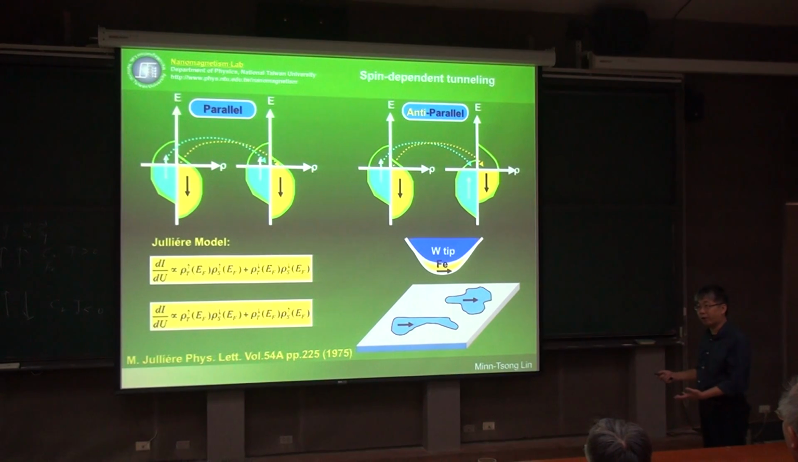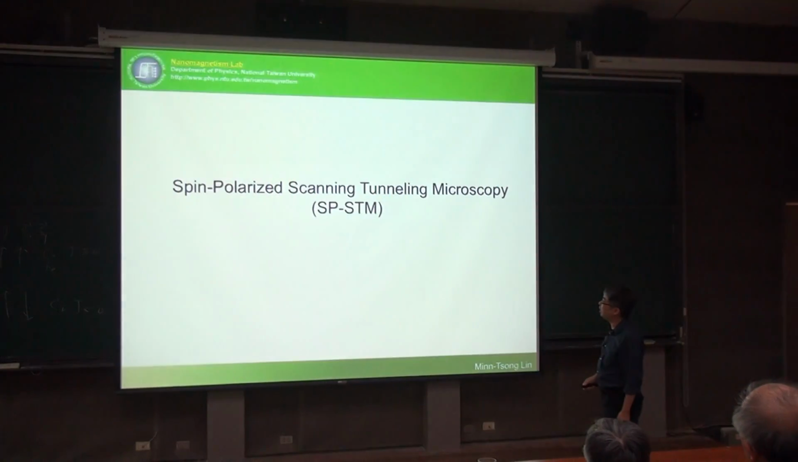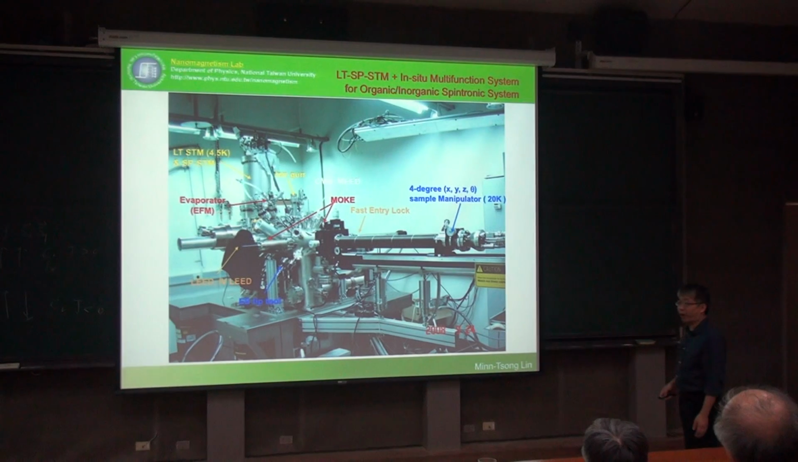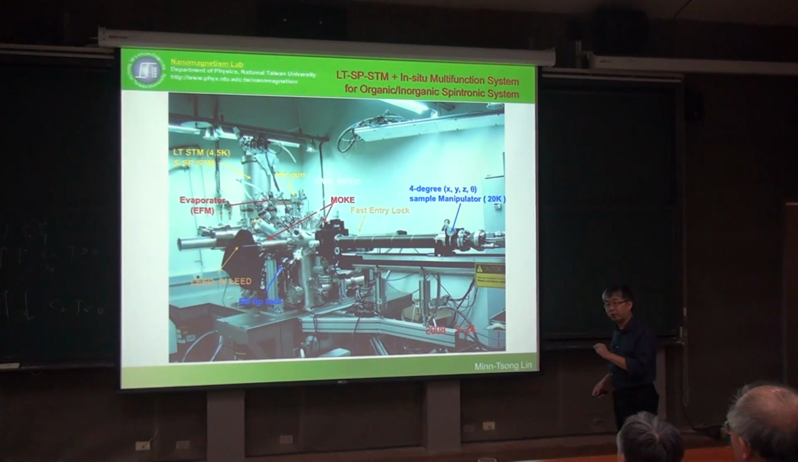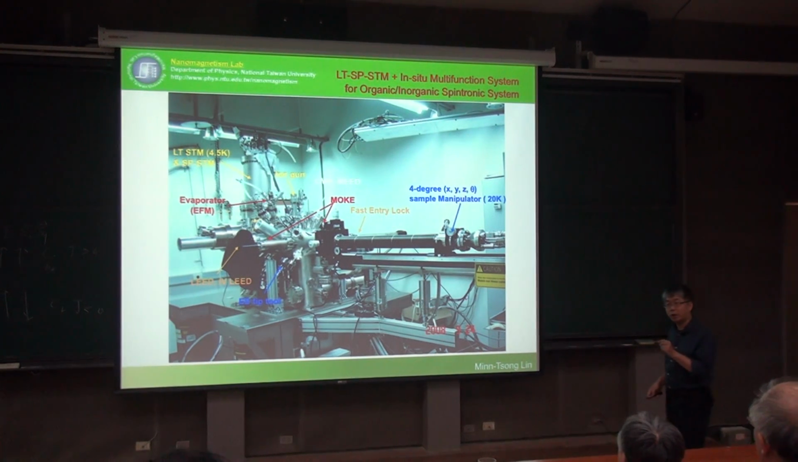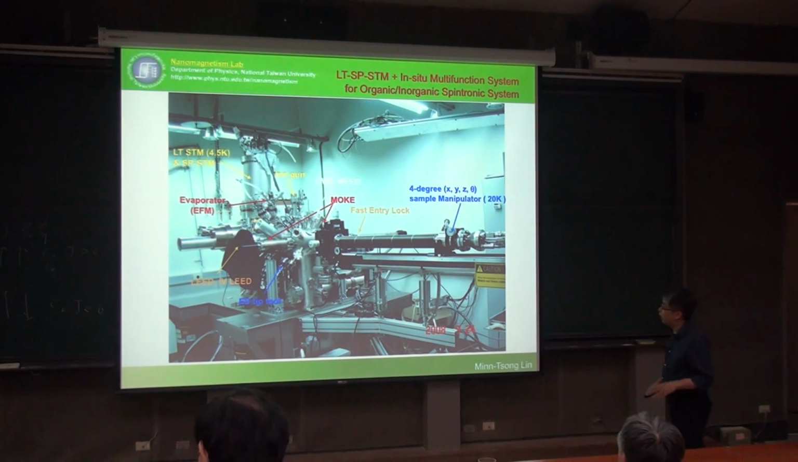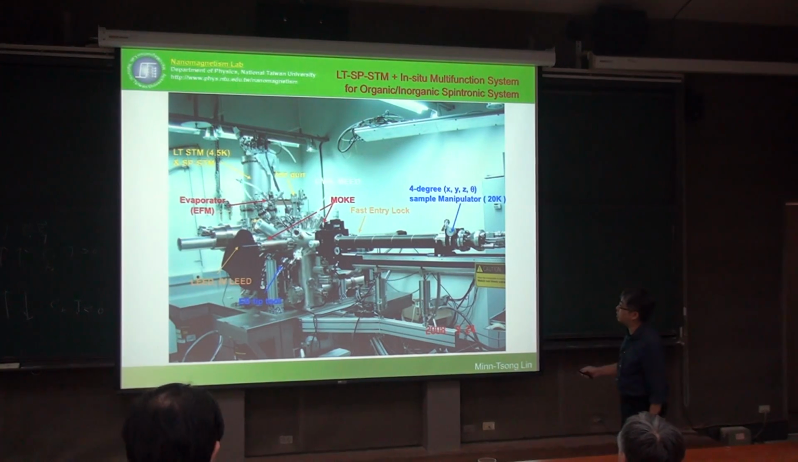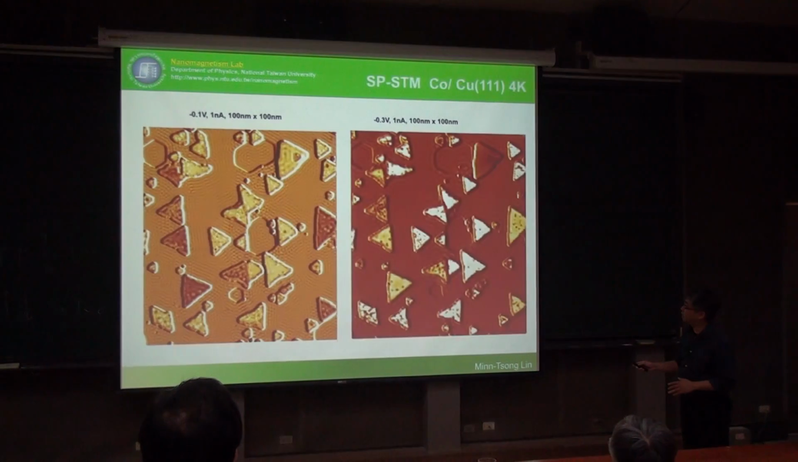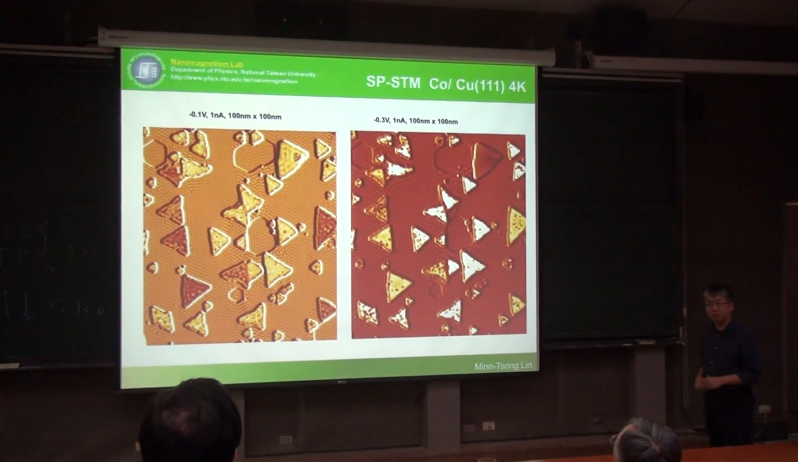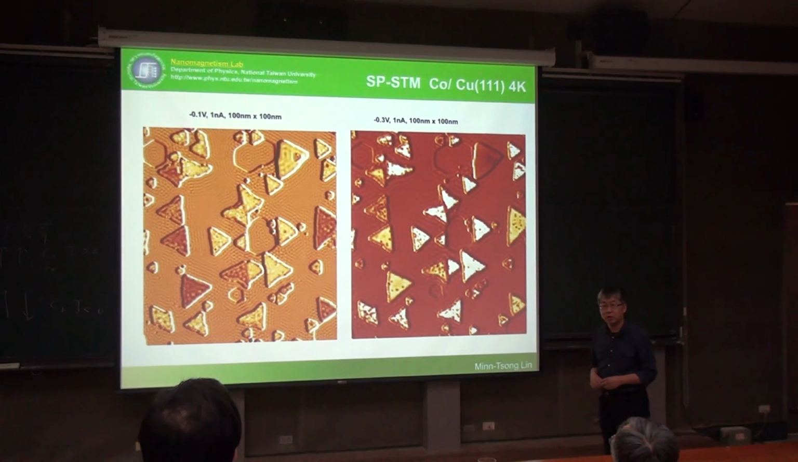Of course, this is not perfect as a tri-layer system. So your STM tip becomes spin sensitive, depending on the relative orientation between the tip and your magnetic sample. This is the machine we built, which also took a lot of time. This is my former PhD student. He did the first experiment of the spin polarized STM, I think in Taiwan.